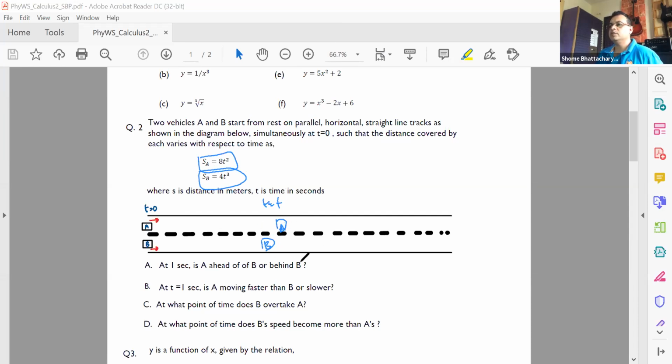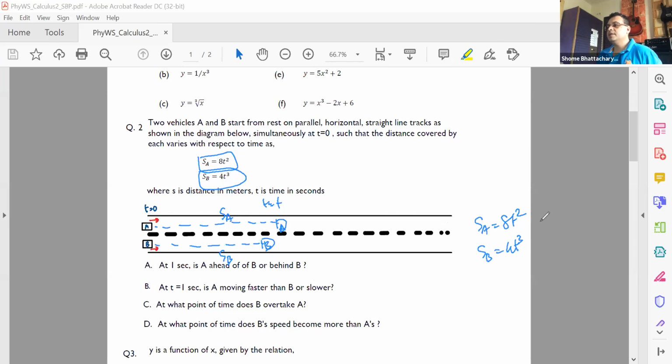So this will not always be the case like this. So this is nothing but the displacement or distance, whatever you say, because it's a straight line motion. So distance and displacement are same. Okay, so these are given to me as functions of time. So SA as a function of time is 8t square and SB as a function of time is 4t cube. Okay, so what other information is this telling me?